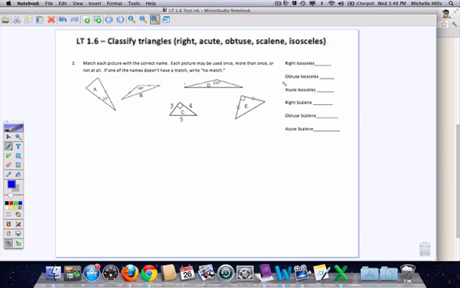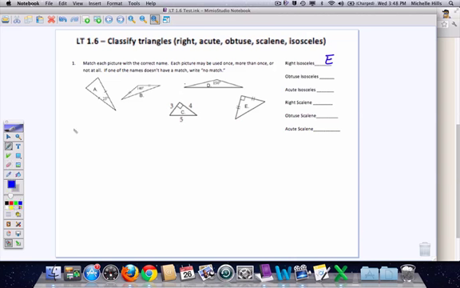So, a right isosceles triangle. Well, right means I'm looking for this right angle notation. Isosceles means that two sides are congruent, so that's this notation, which means E is a right isosceles triangle. Both two sides are congruent and I have one right angle.